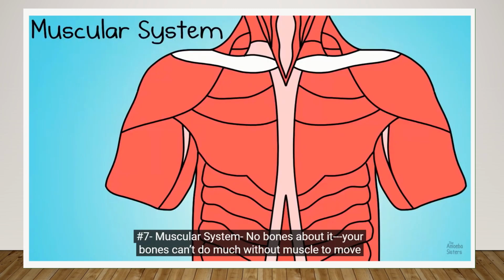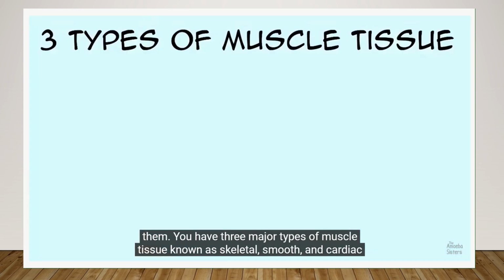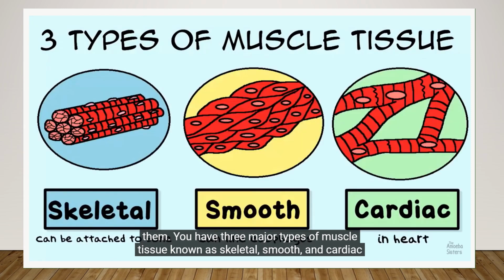Number 7, the muscular system. No bones about it. Your bones can't do much without muscle to move them. You actually have 3 major types of muscle tissue, known as skeletal, smooth, and cardiac muscle.